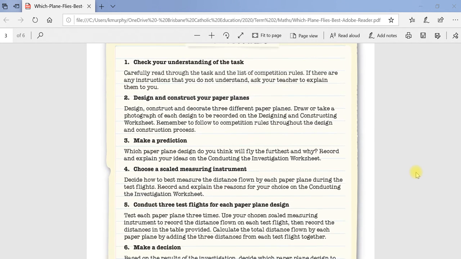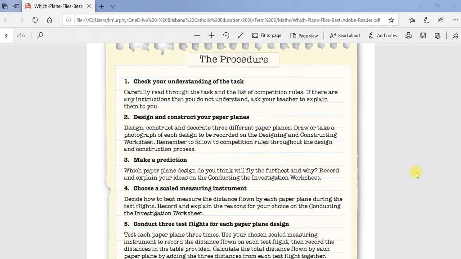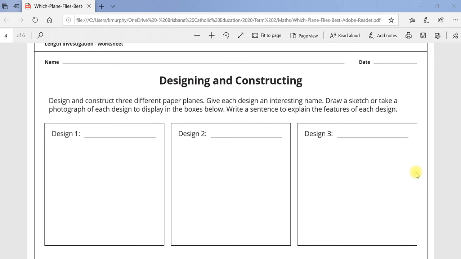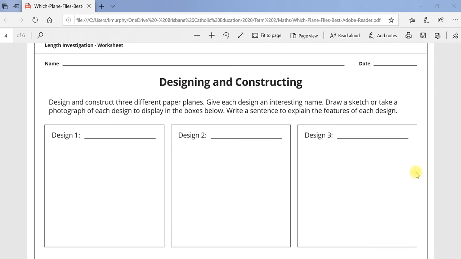So before you begin, we just have to make sure that you do understand it. If you have some difficulties understanding it, then just ask a question to your teacher. Then you're going to be designing and constructing them. I suggest that you break them down into the different sheets that you have in your learning pack.